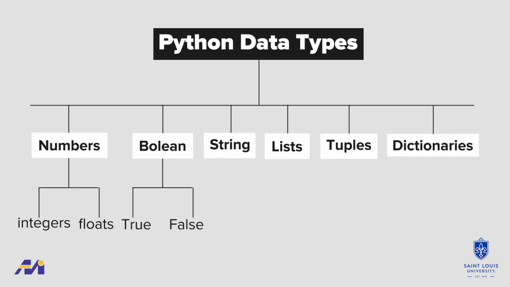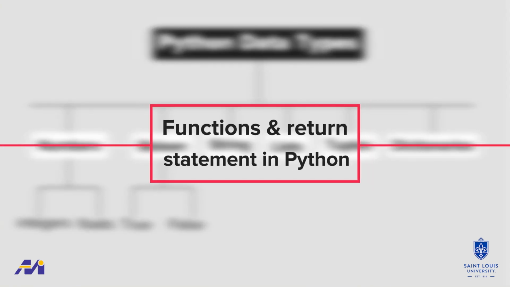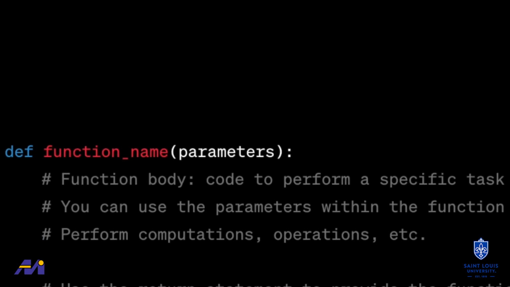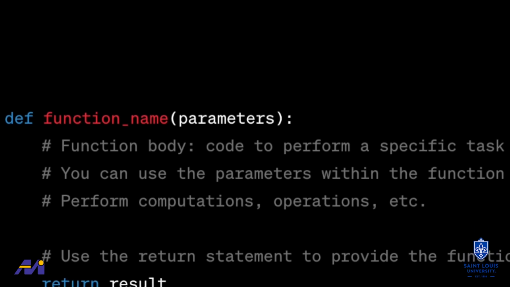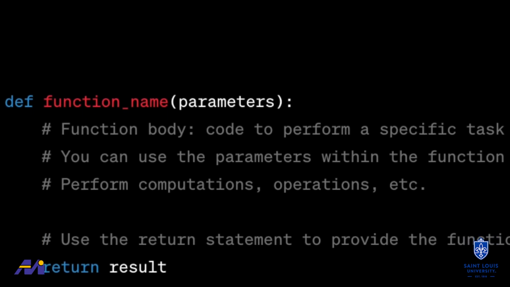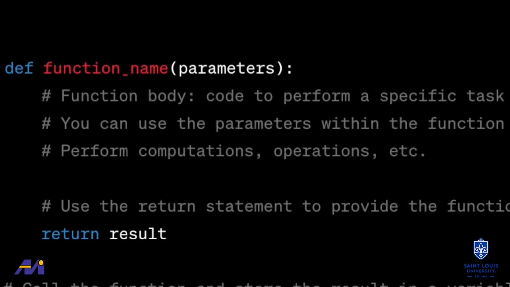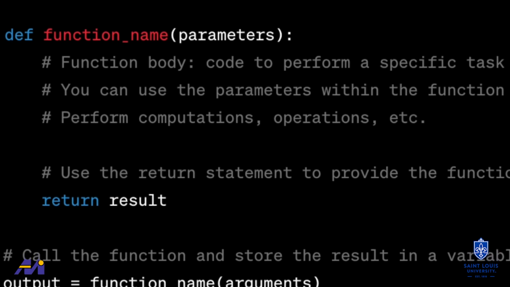So these were the most common data types in Python. In the next section, we'll talk about functions and the return statement. A function is a block of code that performs a specific task. It can be used to group related code together, make code more reusable, and make code easier to read and understand. The return statement is used to exit a function and return a value to the caller.